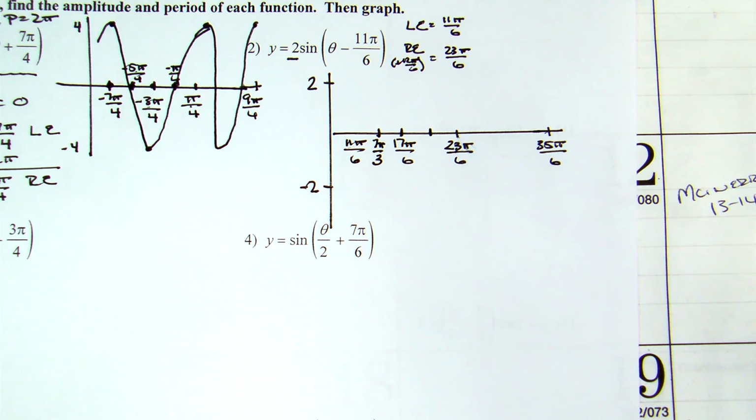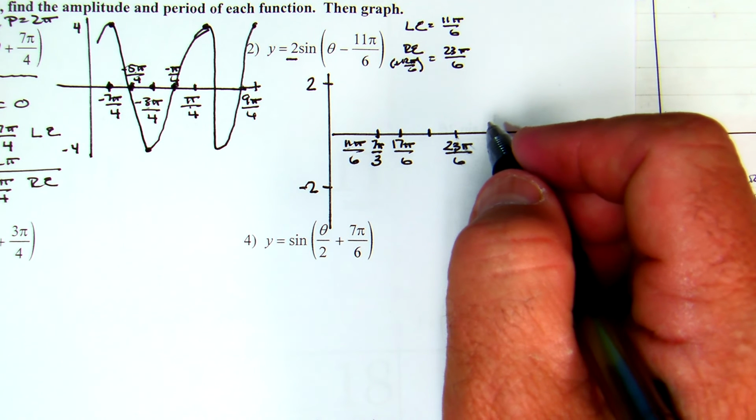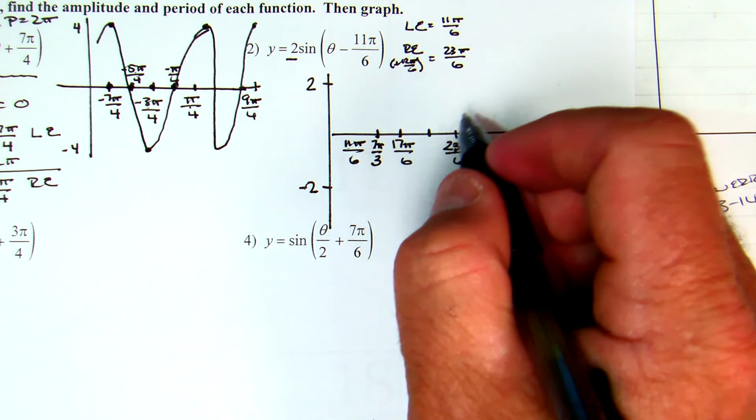Do the same thing here. 17 plus 23 is 40. Half of 40 is 20. 10 pi over 6, 20. 10 pi over 3.